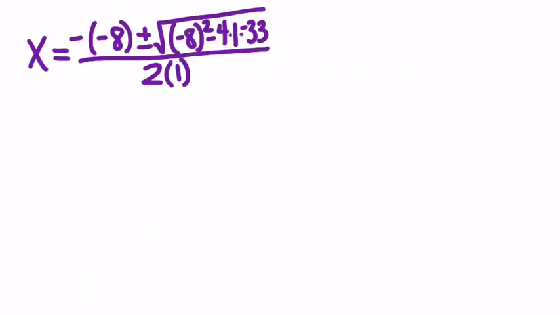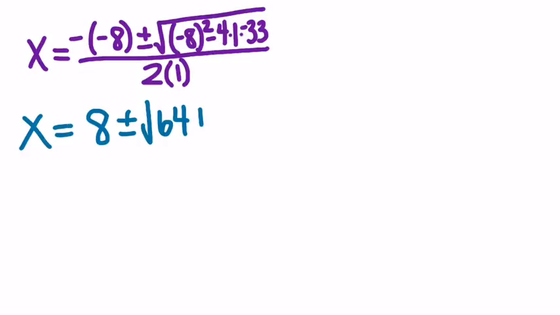Okay, so what I've done is I've just copied my last step there and I gave myself some more room to work this out. So x equals, I'm going to start by simplifying just a little bit at a time here. So the double negative is going to change to a positive 8. Plus or minus the square root of. So underneath the radical here, I'm going to do negative 8 squared, which is 64. And then I'm going to go ahead and do negative 4 times 1 times negative 33.